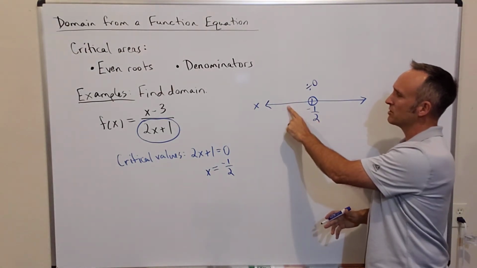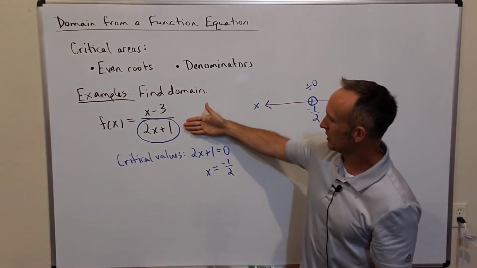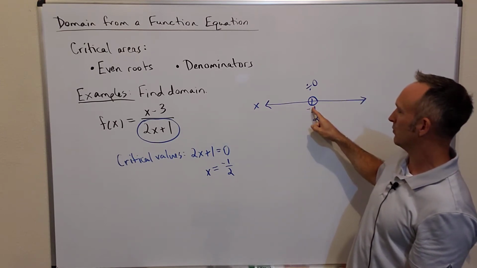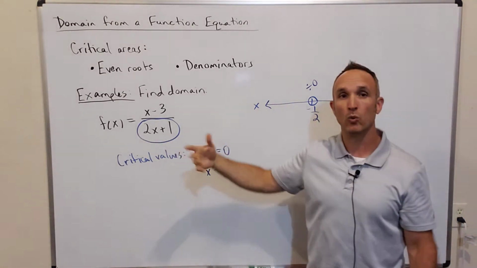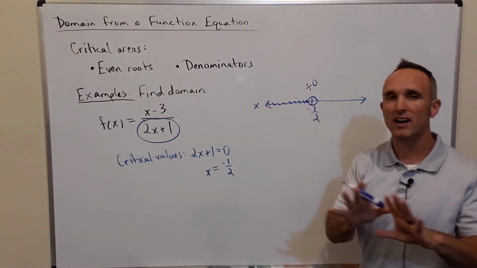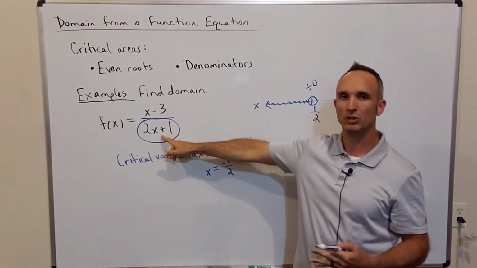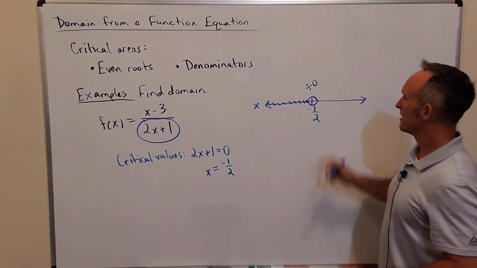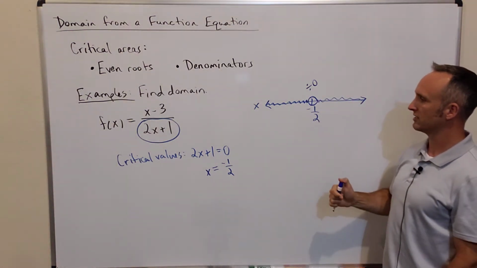If I look at numbers to the left of -1/2, well, the only critical area I have here is this denominator, and I know that if x is anything but -1/2, meaning even anything less than -1/2, my denominator won't be 0. So all of those x values are just fine in my domain. So I'm going to shade those. These x values I can plug in because they will not make my critical area, my denominator, 0. Okay? And then similarly, all the values bigger than -1/2 will also work for x.